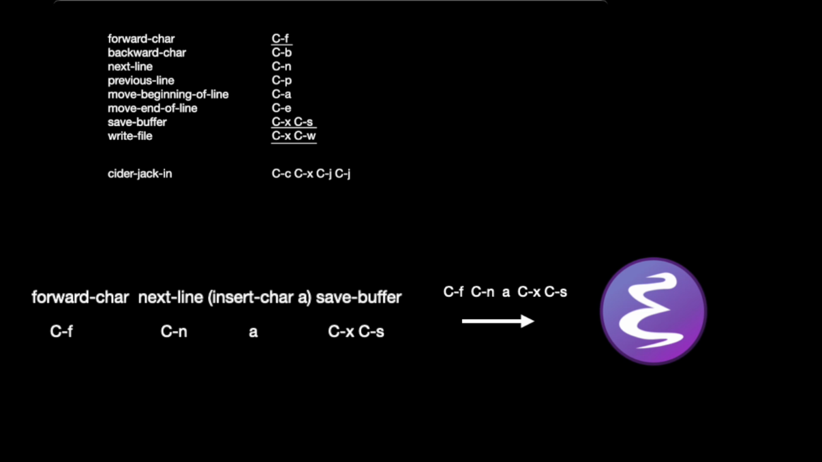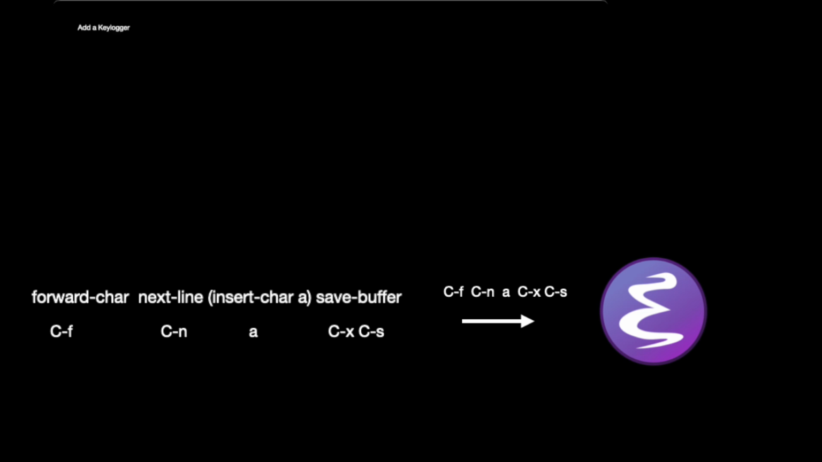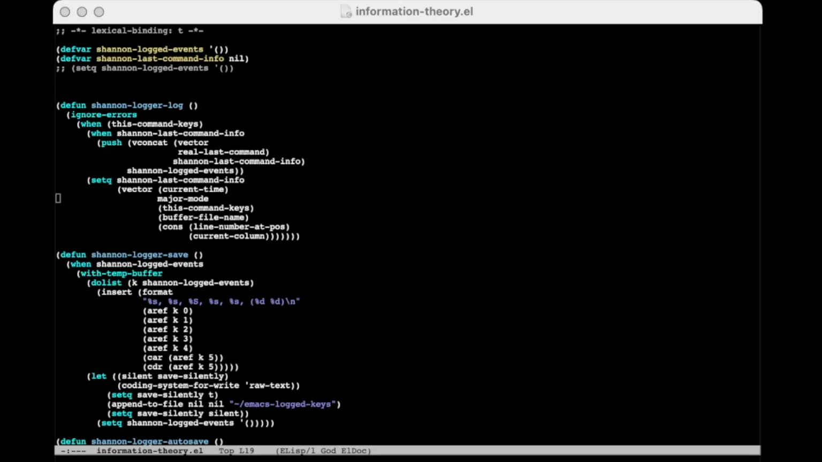So as a brief overview, what we're going to be doing is adding a keylogger to my Emacs, figuring out the probability that I enter each Emacs command, and then calculating a Huffman encoding so that the number of key presses I need is approximately the optimal value. To start out, we're going to need to collect some data.